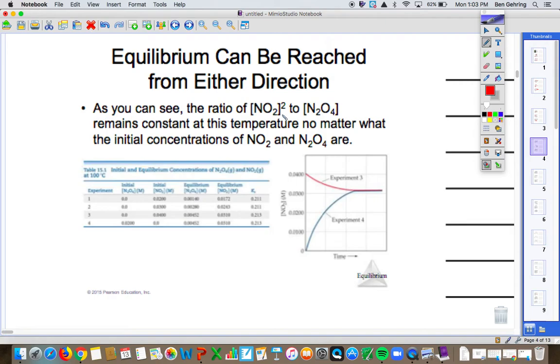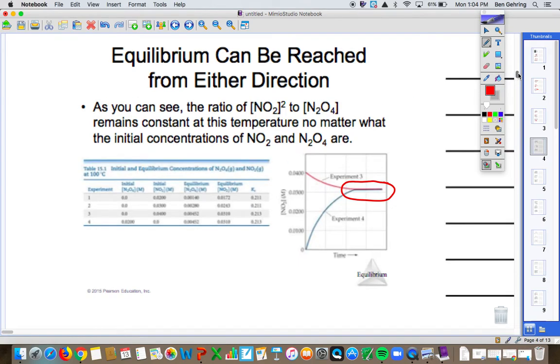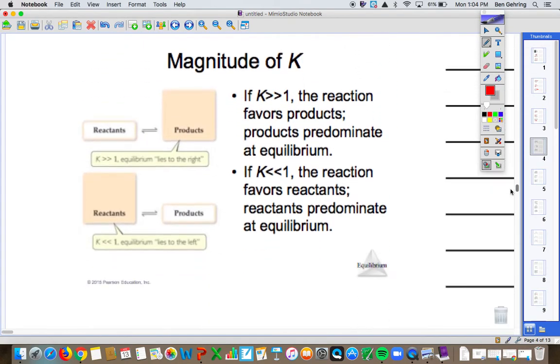With equilibrium, because we have forward and reverse reactions, we can get there from either direction. The ratio of the concentration of NO2 squared to the concentration of N2O remains constant no matter the initial concentration. Because we end up here, the ratio is going to stay the same, and that's what we're looking at, a ratio of products and reactants. They give you some sample data here, which you can't really see, but I'll show you some examples that you can see.